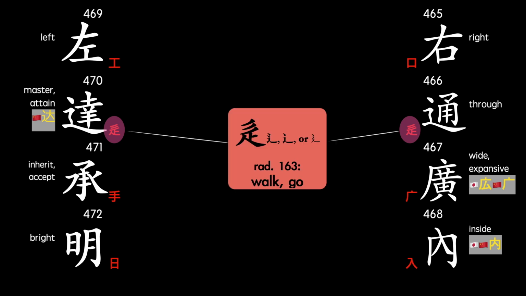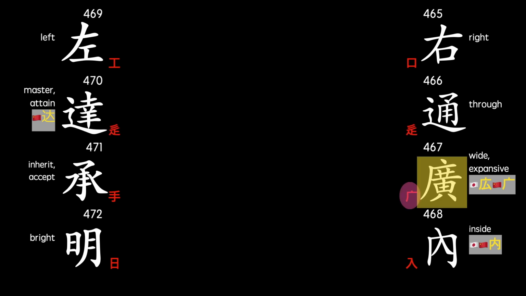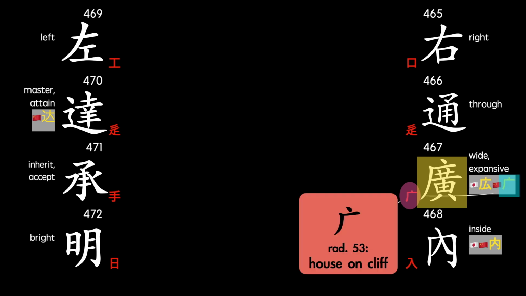And then in 466 and 470, we have the same radical, which is the walk radical. And that makes sense again here, as one character means through, and the other one has the sense of master or attain, but it's also part of words of reaching somewhere or arriving somewhere. If you look at 467, that means wide. And if you look at its radical, it's interesting because the radical, the house on cliff radical, is actually the same as the simplified Chinese version of this character. And this is a common character.